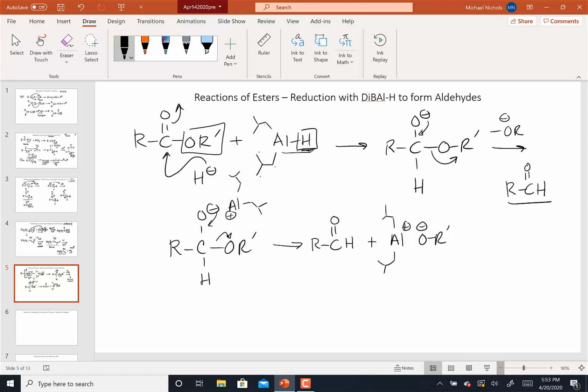Okay, so that's it. It's not really a new reaction, but the DIBAL only has one hydrogen, and so therefore we're going to replace the OR group with an H and make the aldehyde. So this would be a good preparation of an aldehyde from an ester.